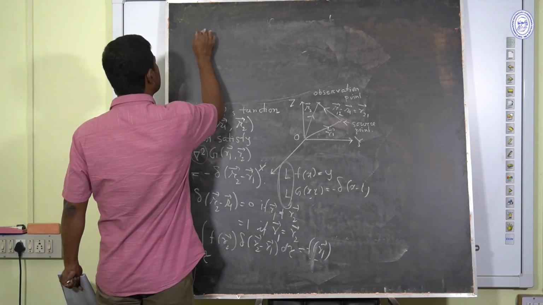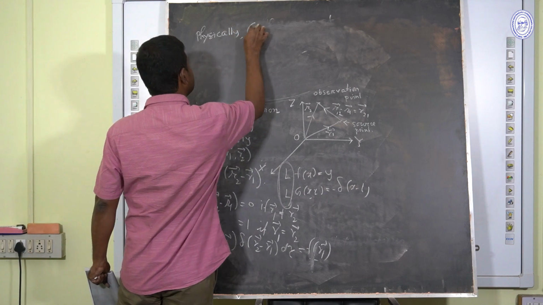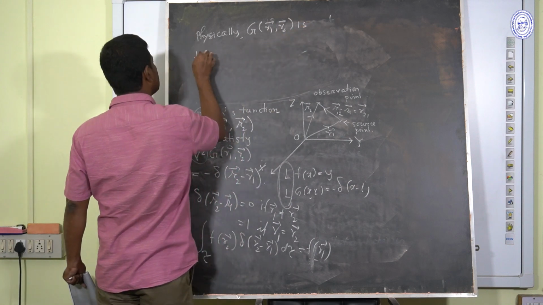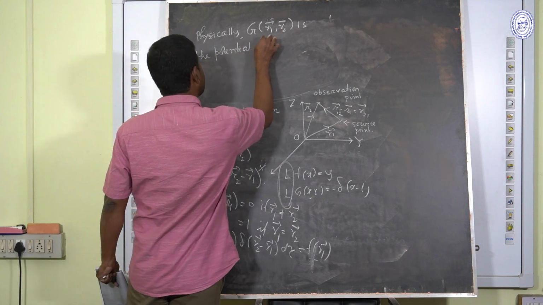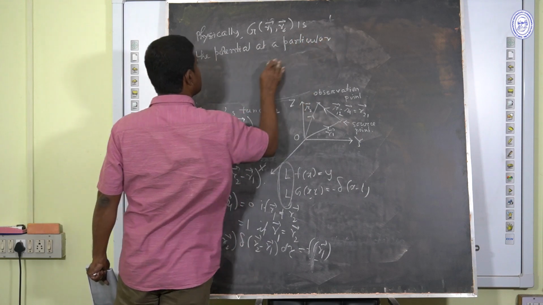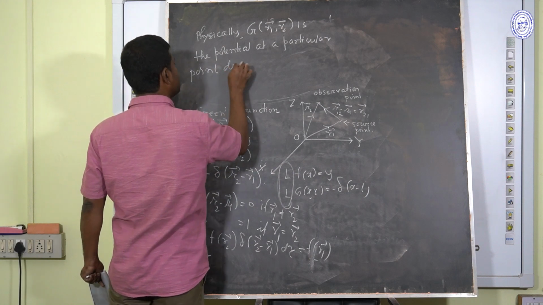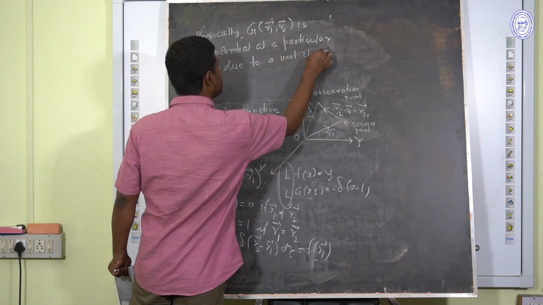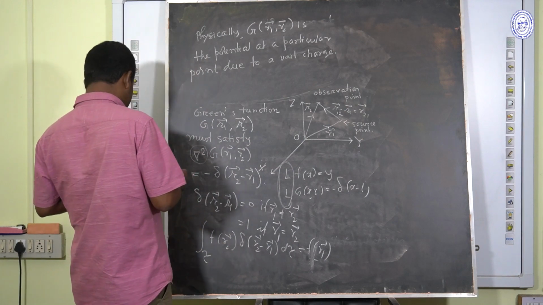And physically, G(r1, r2) is the potential at a particular point due to a unit charge.